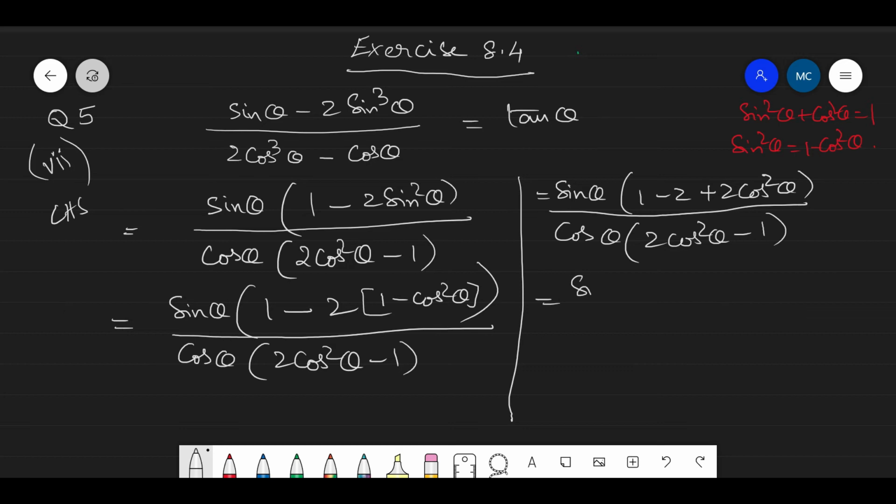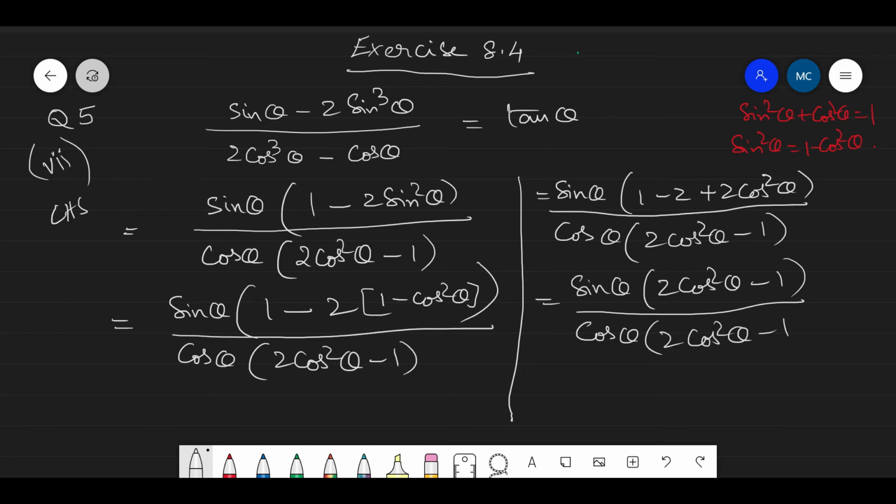Now when you simplify this, it will become sin theta into, first we will write 2 cos square theta, then plus 1 minus 2 will become minus 1, by the denominator, which has cos theta into 2 cos square theta minus 1. Now this is the same and can be cancelled. So you are left with sin theta by cos theta. What is the value of sin theta by cos theta? That is equal to tan theta.